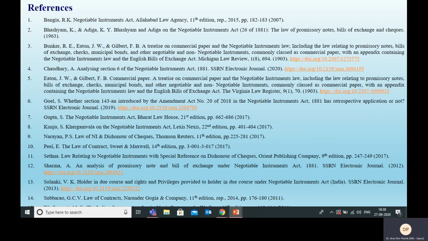The following references were used while preparing the research paper. These references include certain laws as well as the books and papers which were referred to while preparing the paper.